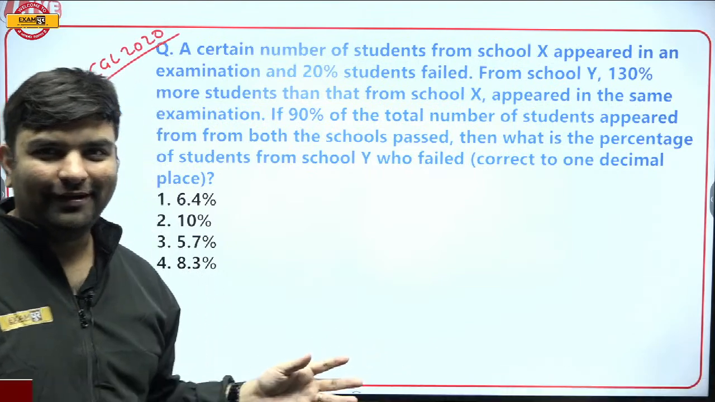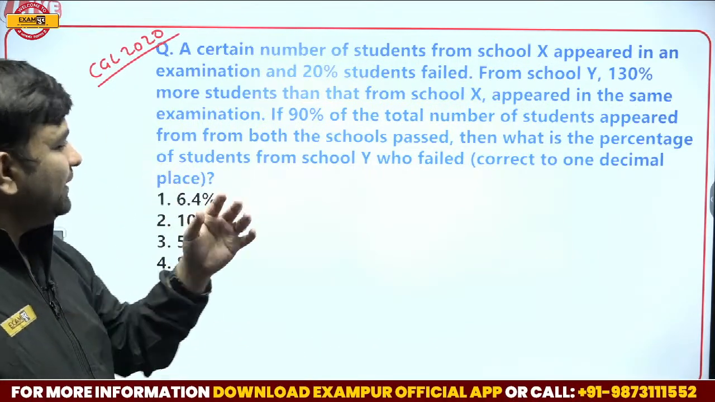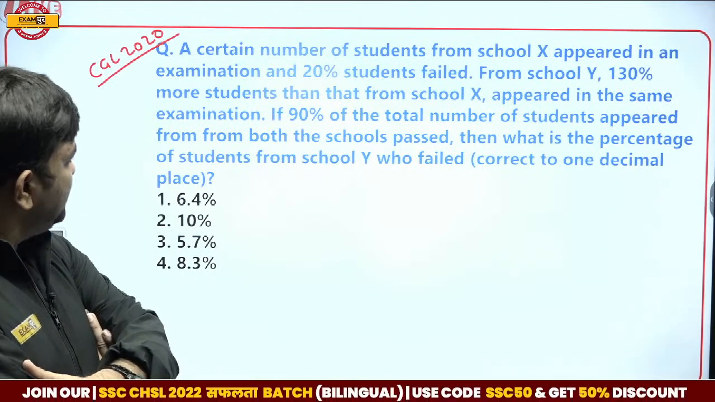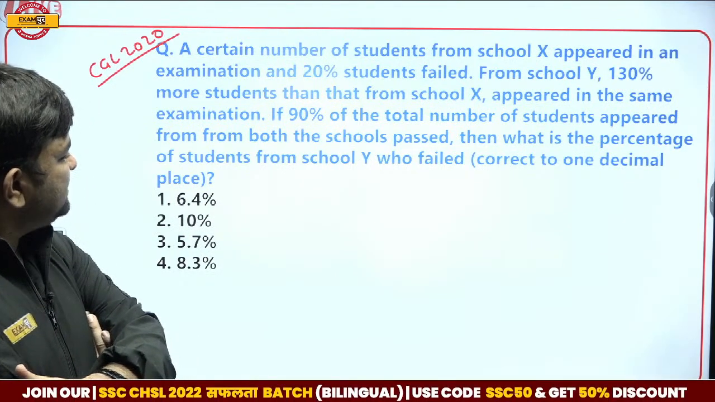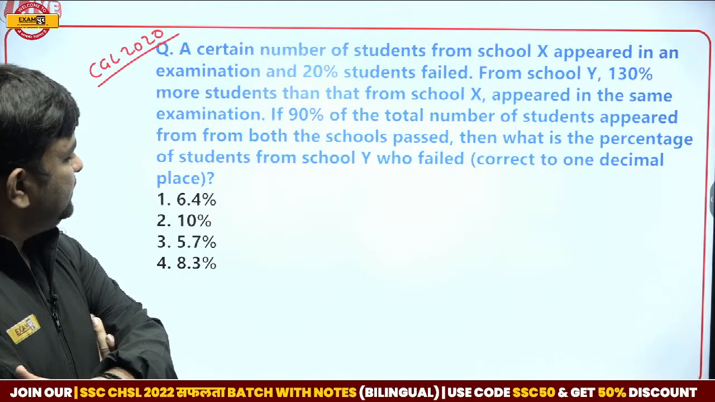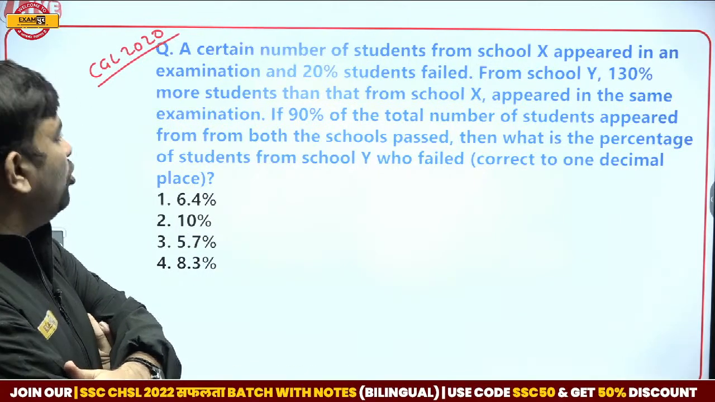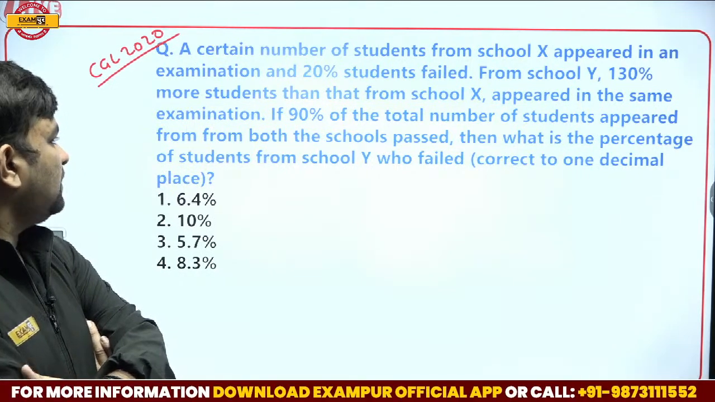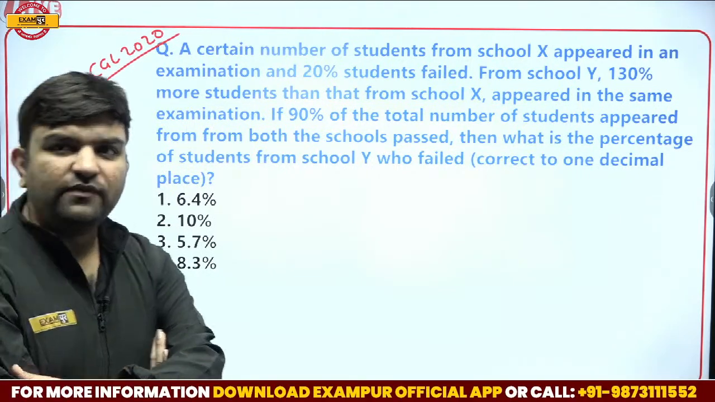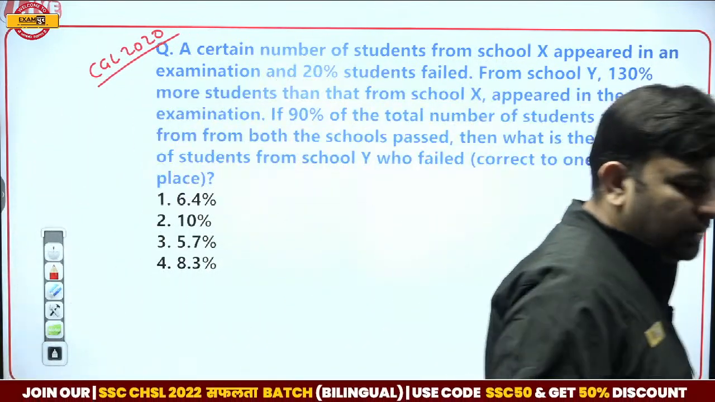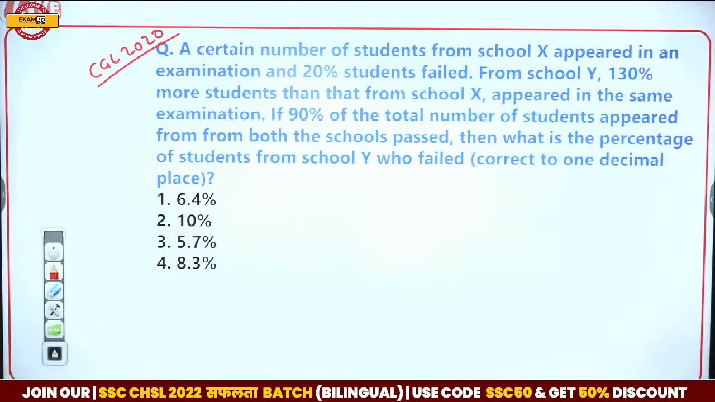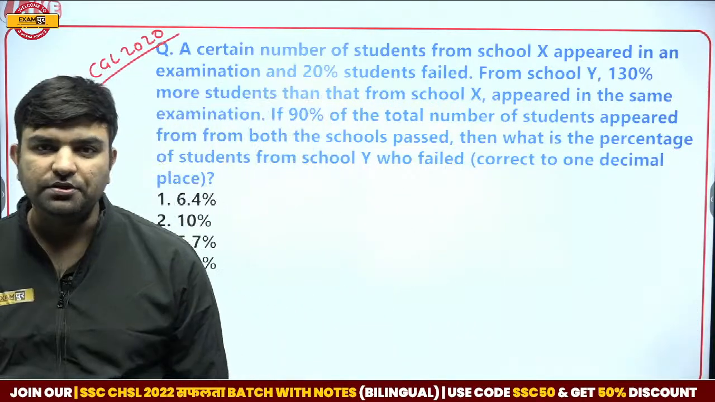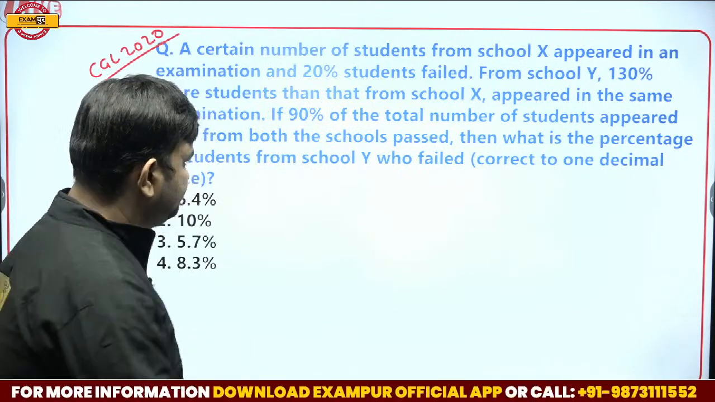Even I have to read it now. A certain number of students from school X appeared in the examination. Very good. 20% of them failed. From school Y, 130% more students. Okay. I think we would be able to make it. For sure.